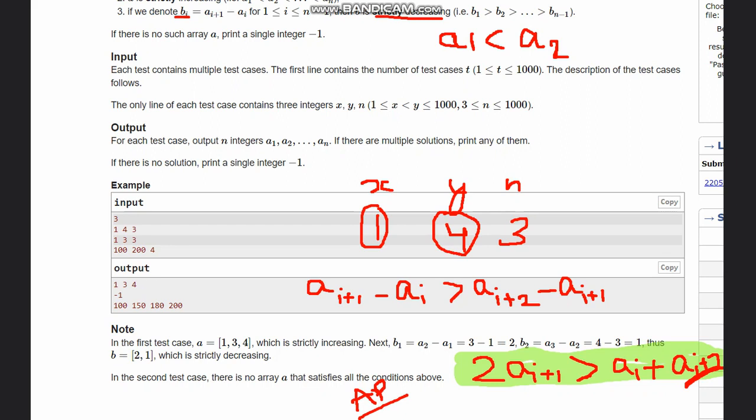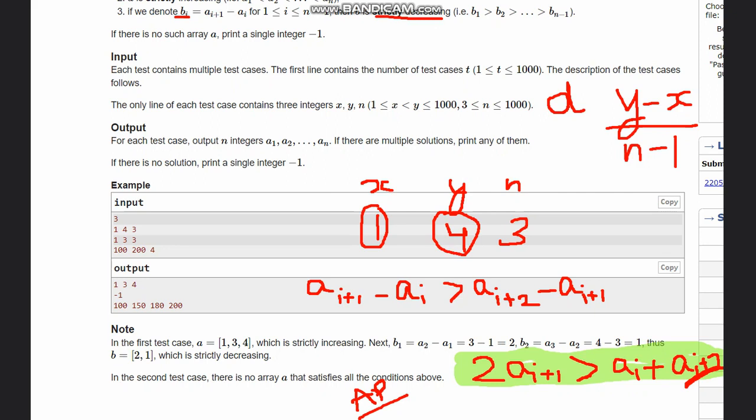So what should we do? First we can calculate the difference simply. The difference would be y, which is an, minus a1, divided by n minus 1. So y minus x divided by n minus 1. This gives us the value of d. Now we got the difference. We use this difference to calculate the other elements.